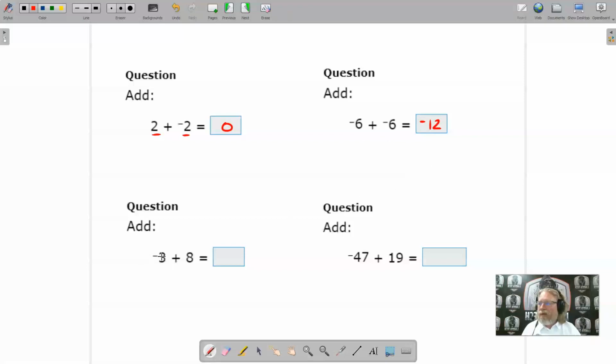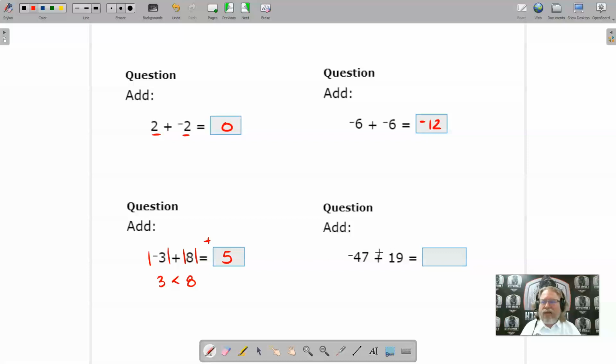On the next one, different signs. So the absolute value of -3 is +3. The absolute value of 8 is 8. 3 is less than 8, so the answer is going to be positive. And 8 minus 3 is 5, so my answer is +5.